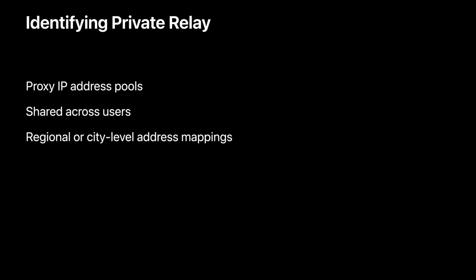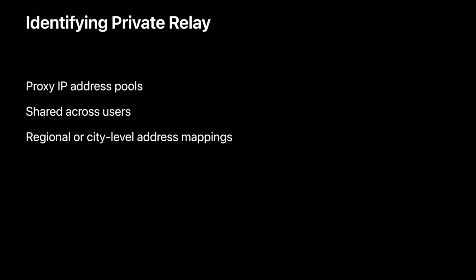Your servers can identify connections that come in using Private Relay by recognizing the proxy IP addresses. These proxy IP addresses may be shared by many users within a region. Each address is mapped to a specific city or region. So if you apply the correct GeoIP mapping databases, your servers will still have the relevant information.